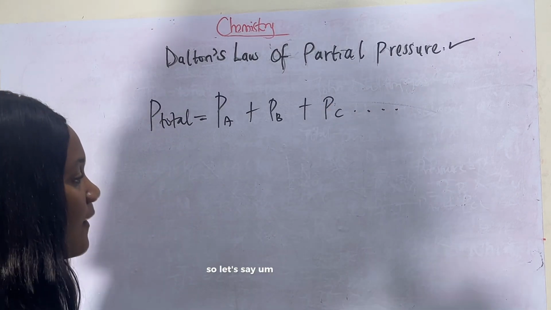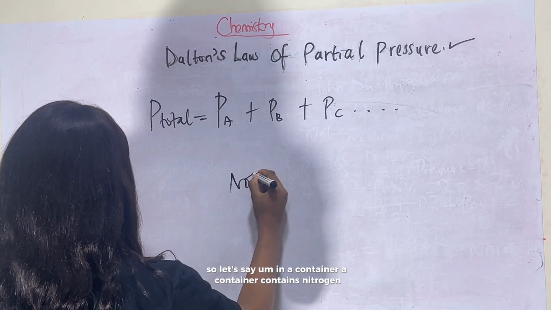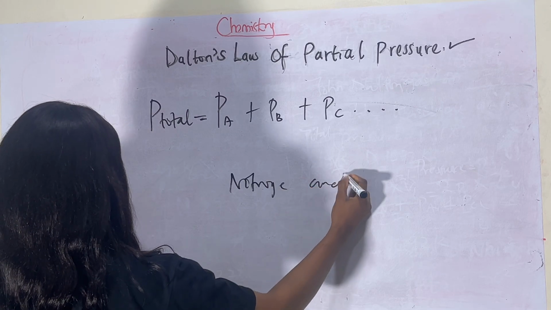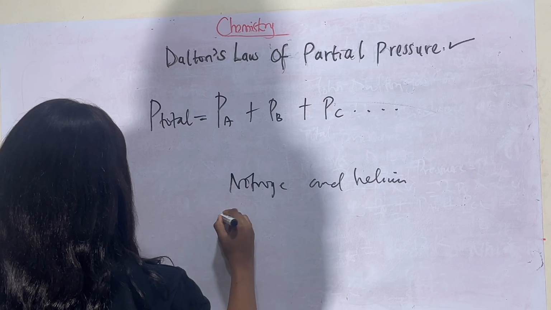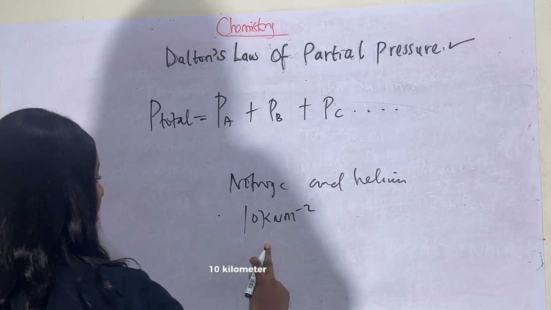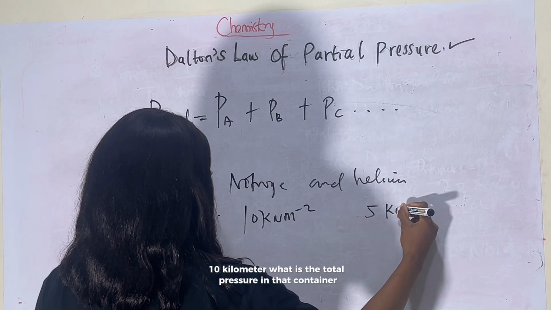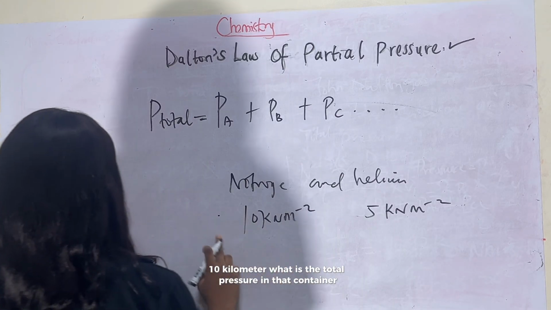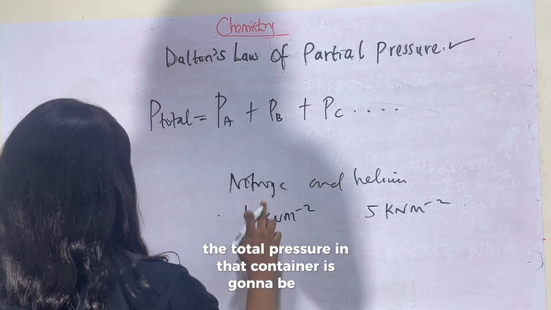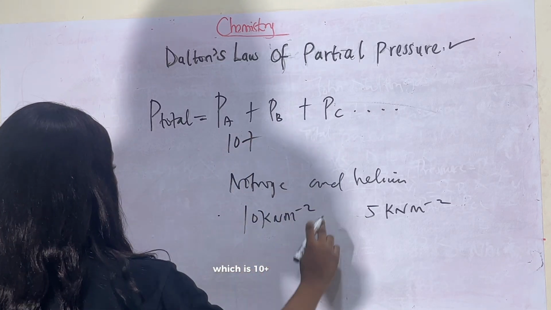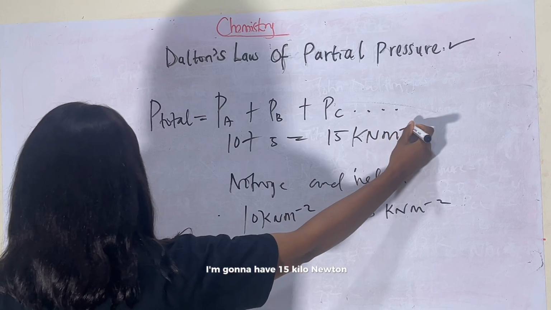So let's say a container contains nitrogen and helium, and nitrogen has a pressure of 10 kilonewton per meter square, and helium has a pressure of 5 kilonewton per meter square. What is the total pressure in that container? The total pressure in that container is going to be the pressure of nitrogen, which is 10, plus the pressure of helium, which is 5. So I'm going to have 15 kilonewton per meter square.